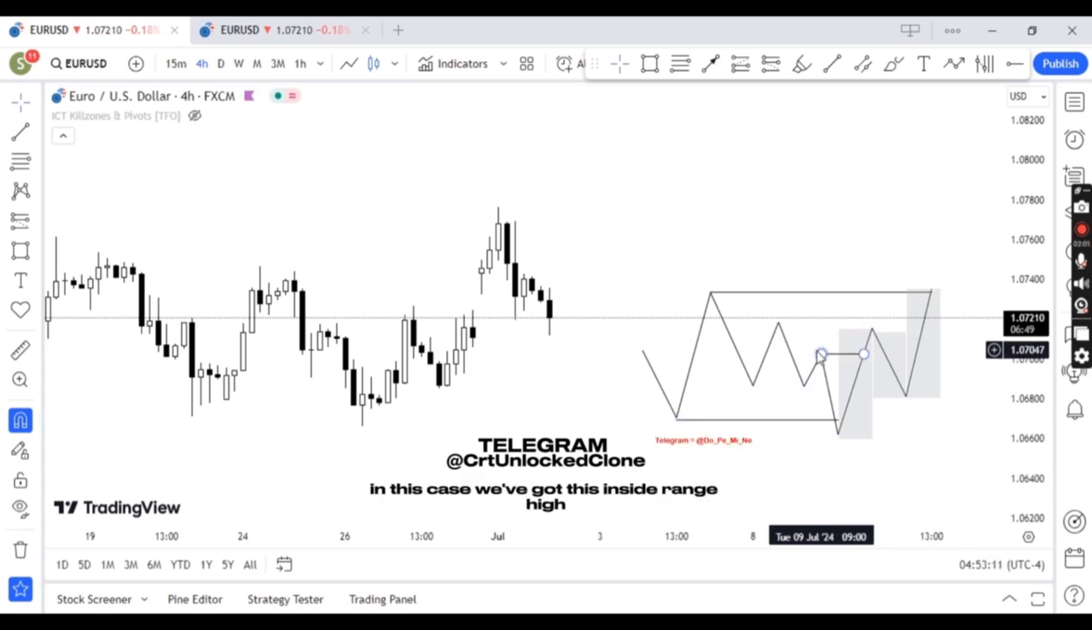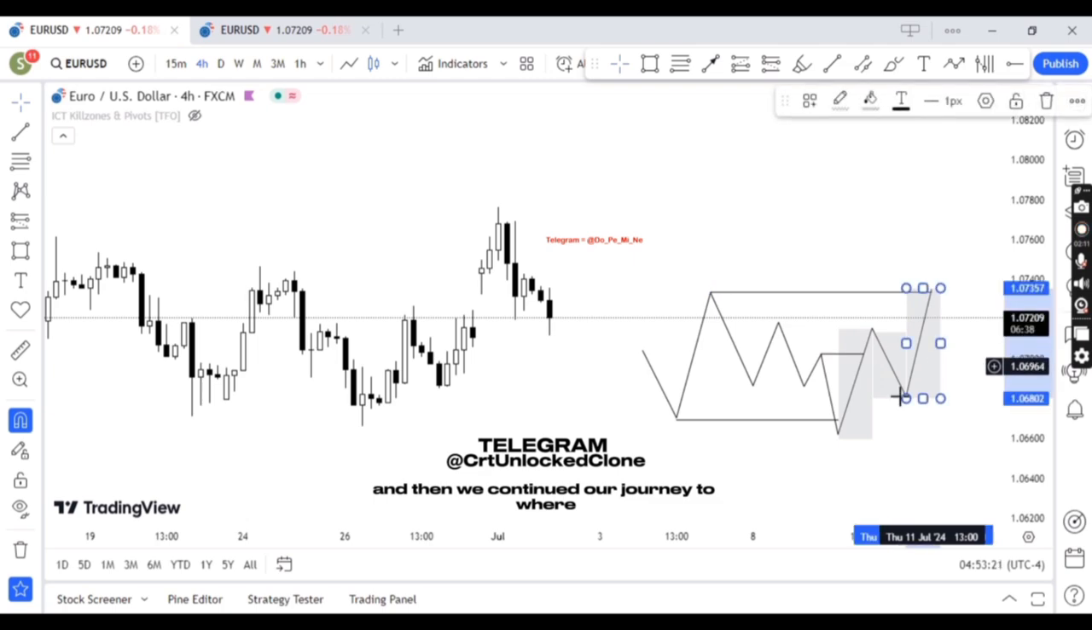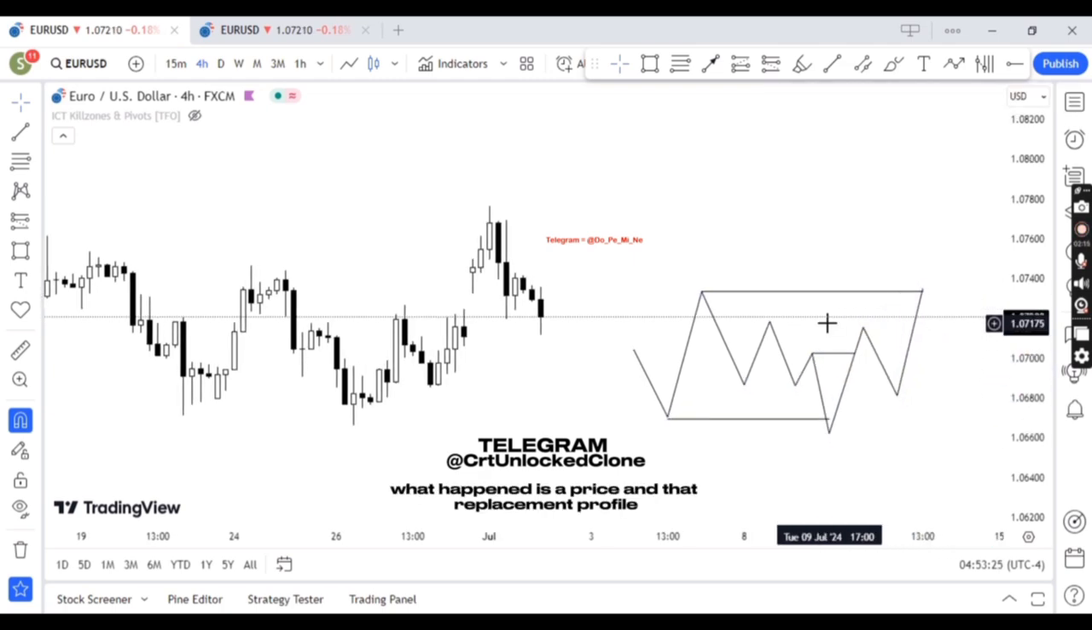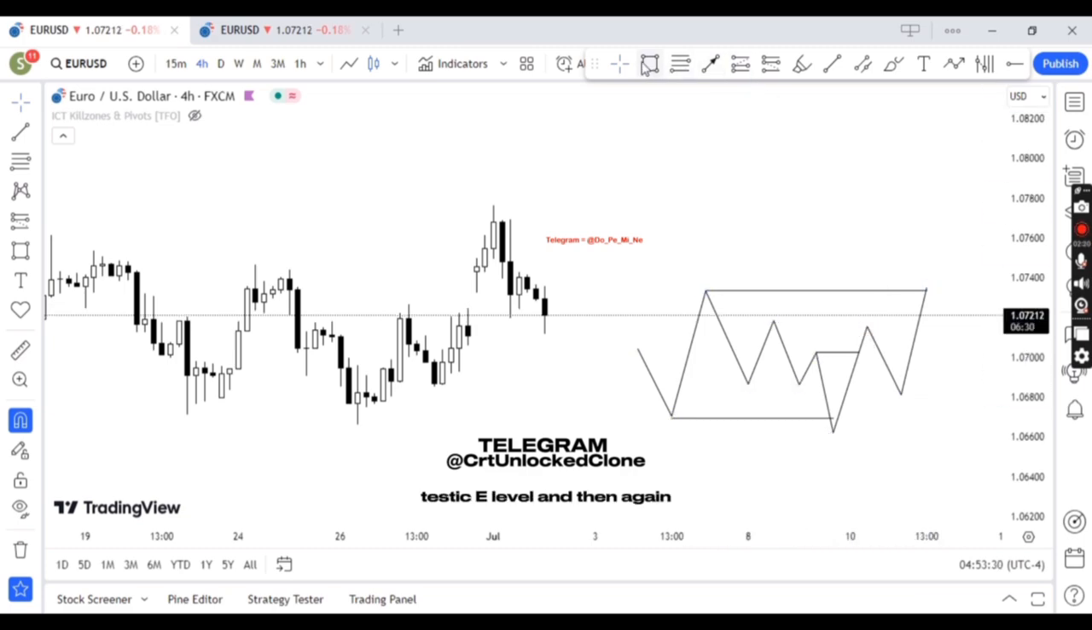In this case we've got this inside range high which was taken, and then after that we had a retracement towards either a key level on the same time frame or a higher time frame, and then we continued our journey toward the opposing end of the range, right? What happened is price in that retracement profile tested a key level, and then again it continued its journey higher and reached the opposing end of the range.